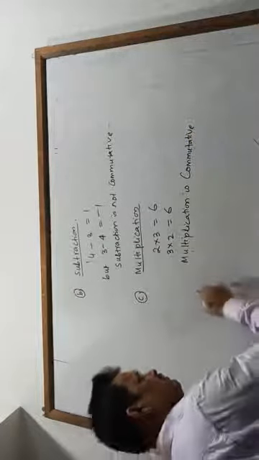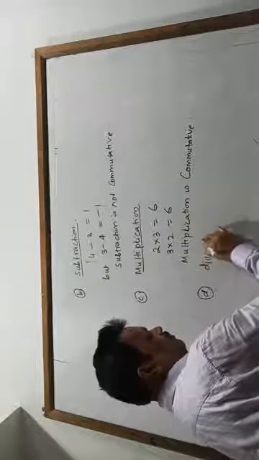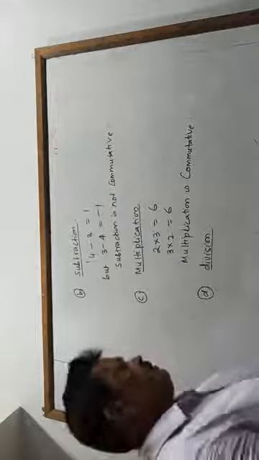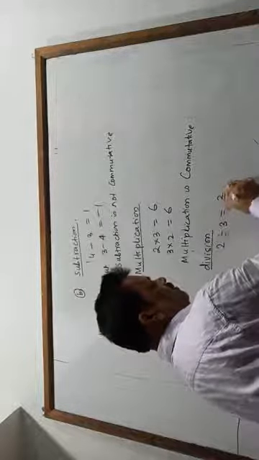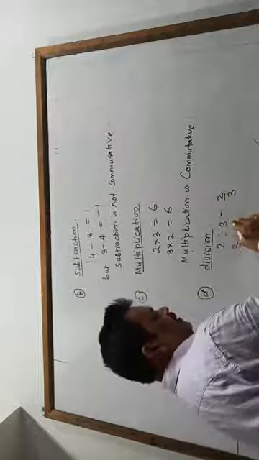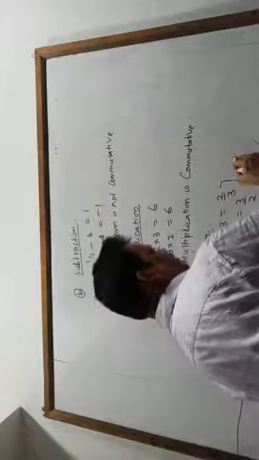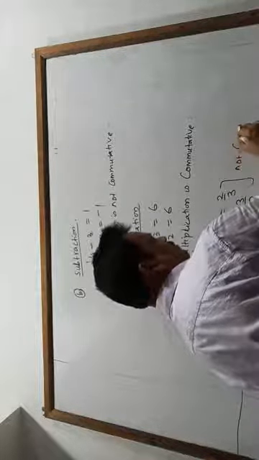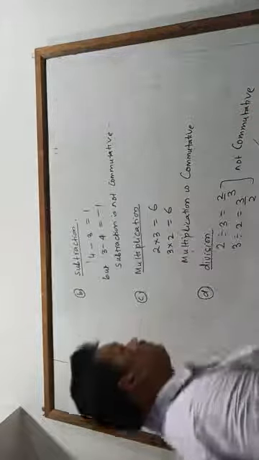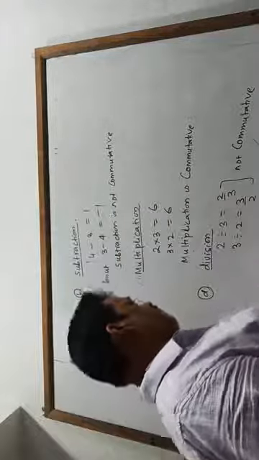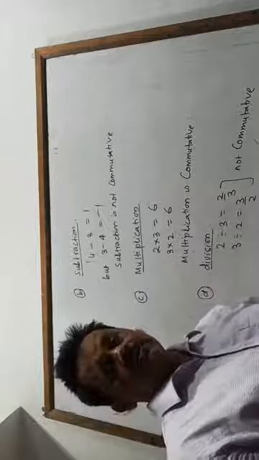Then you take division. Division means 2 divided by 3, that is 2 by 3. 3 divided by 2, 3 by 2, not the same. So not commutative. So subtraction is not commutative. Division is not commutative. Addition and multiplication are commutative.